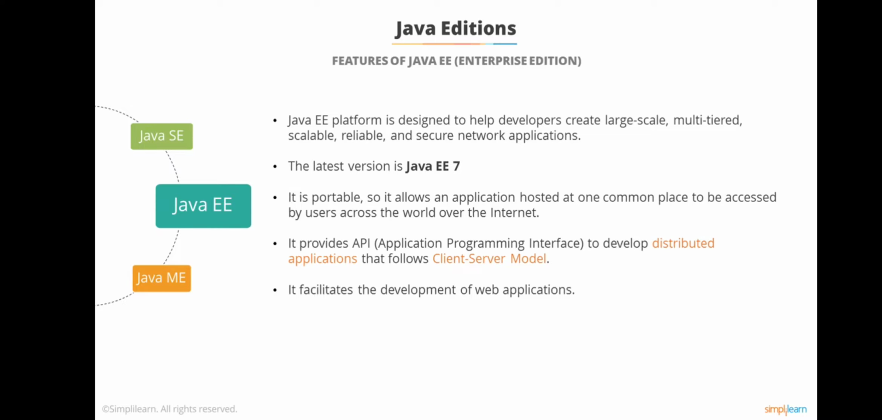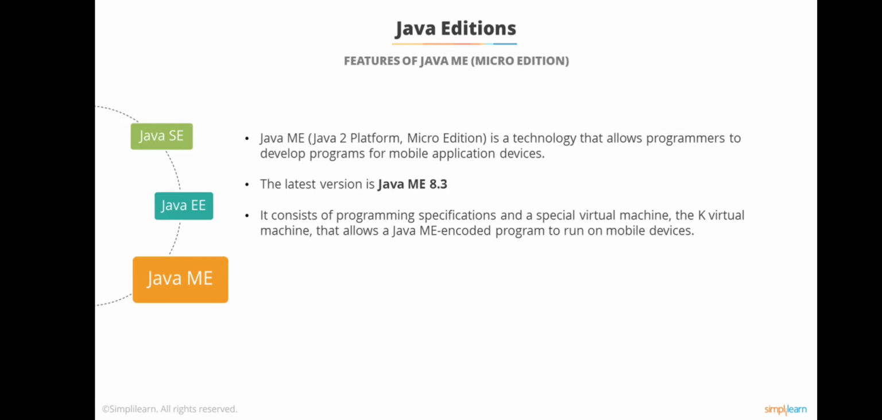It is portable, so it allows an application hosted at one common place to be accessed by users across the world over the internet. It provides application programming interface to develop distributed applications that allow the client-server model. It also facilitates the development of web applications. Next, we have the Micro Edition. It's a technology that allows programmers to develop programs for mobile devices.